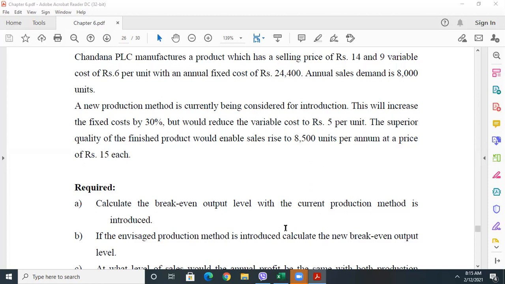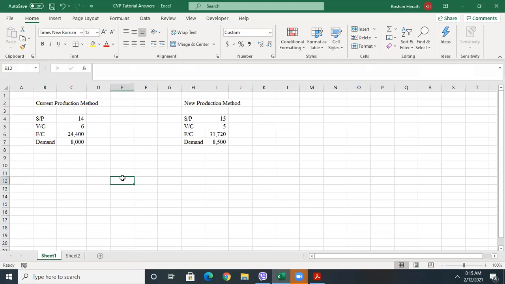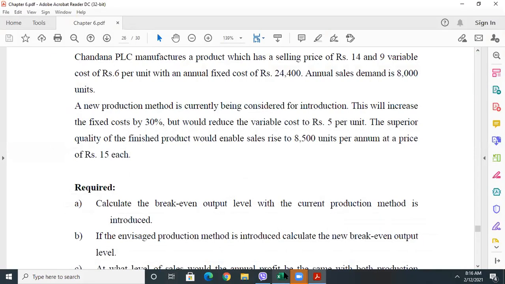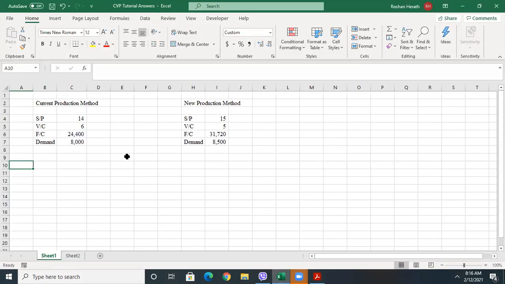Okay, so shall we start looking at this? Good. I think almost all of you have done the first part, obviously. There you need to compute, if you look at the requirement, the break-even output level with the current production method. It's about the output level. It's not the sales revenue, but the break-even point expressed in terms of units.